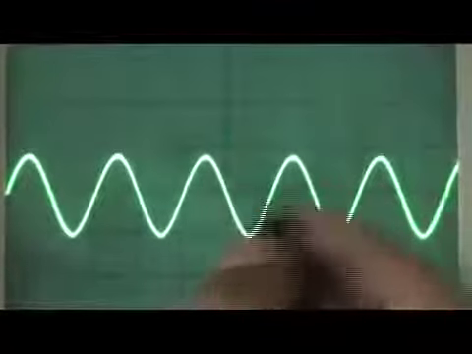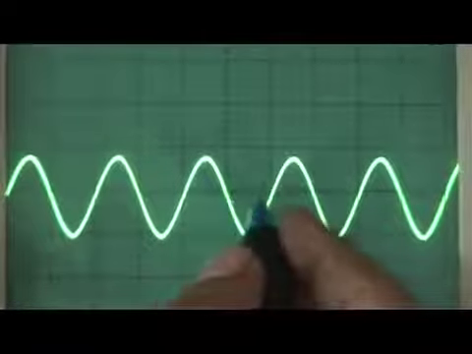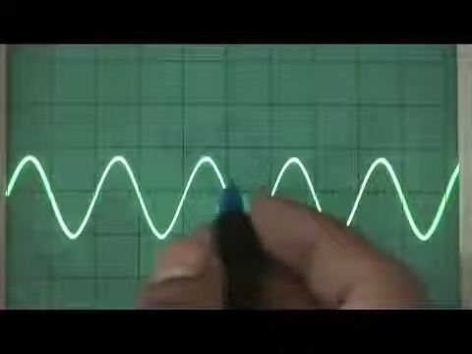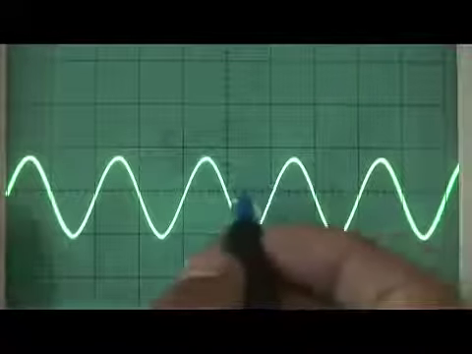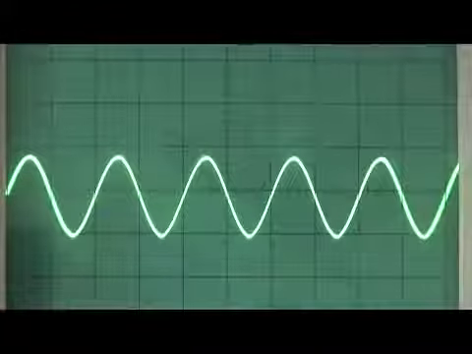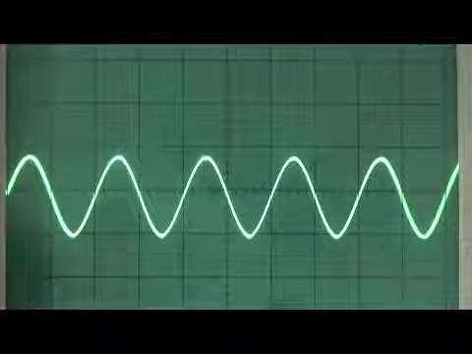Same thing in the x direction, it is divided into 0.2, 0.4, 0.6, 0.8, 1. So the x direction will also have the same divisions. So the entire block is 1, and the small subunit is 0.2. Now we have to calculate the amplitude and the frequency of this signal using this CRO.